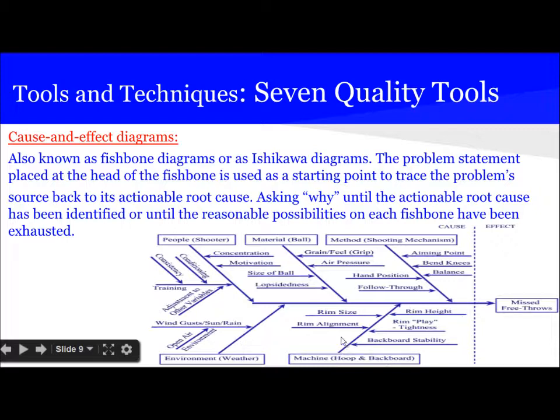Similarly, for machine, we think about the rim size, rim alignment, rim height, rim plate tightness, and backboard stability. And for environment, we think about the wind, gust, sun, or rain, open air environment. So considering all these factors and asking why until the actionable root cause has been identified, we can find out the root cause by using this cause and effect diagram, which is also called fishbone or Ishikawa diagram.